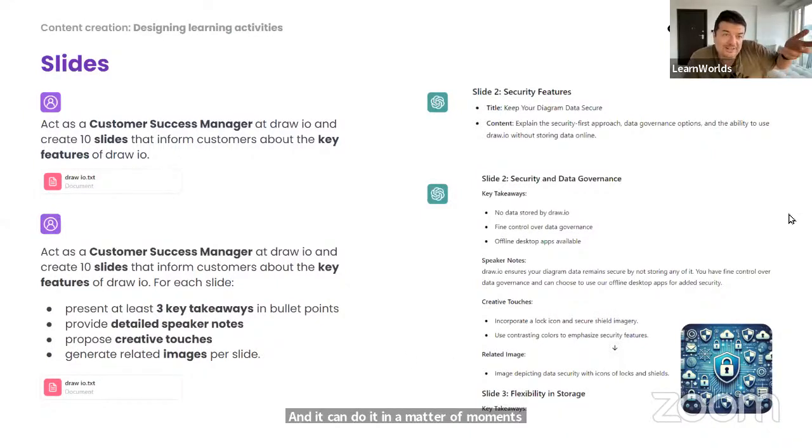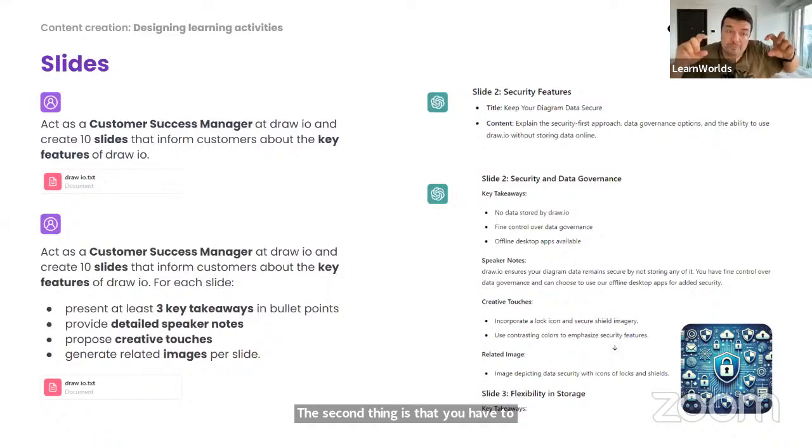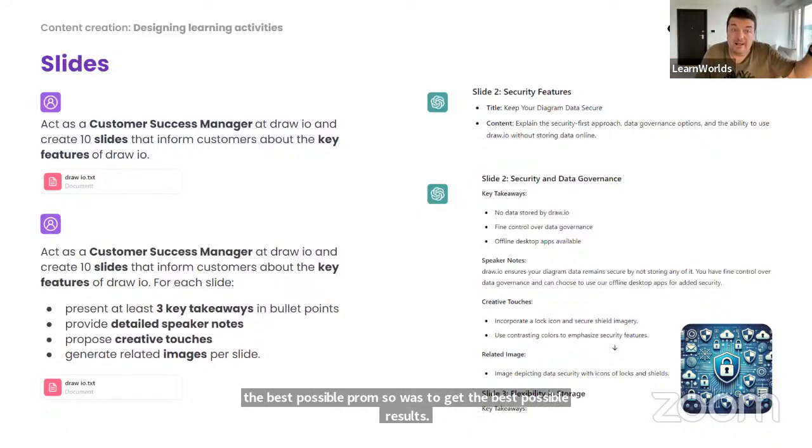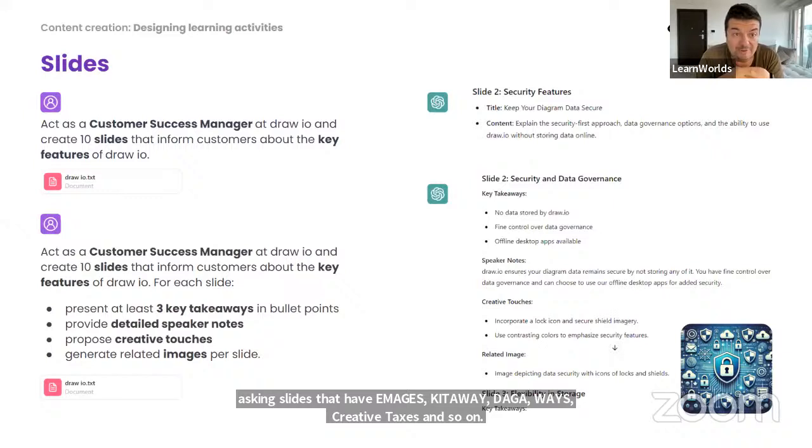So in all of this, the first thing that you have to remember is the different types of things that you can create. Slides, timelines, whatever. The second thing is that you have to remember to write the best possible prompt so as to get the best possible results. It's not only about asking for slides, it's also about asking for slides that have images, takeaways, creative touches, and so on. So I think this is a very important note, Brett, for everyone.